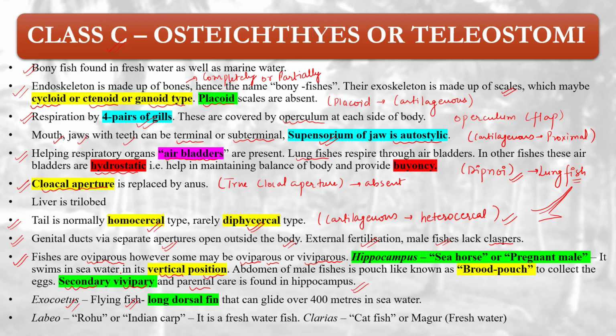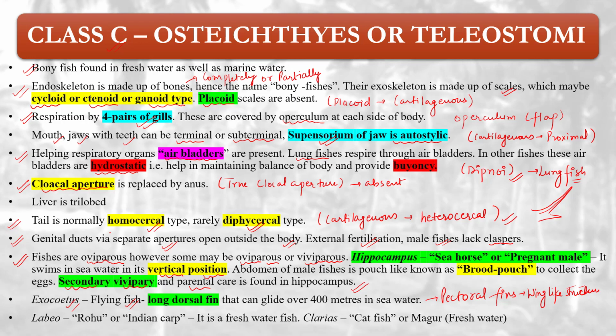The pectoral fins are modified into a wing-like structure. In case of Exocoetus, the pectoral fins are modified to form a wing-like structure. Understood? So in case of Exocoetus, the pectoral fin and the long dorsal fin have modified to form a wing-like structure, and it can glide maximally up to 400 meters, minimally 6 meters.